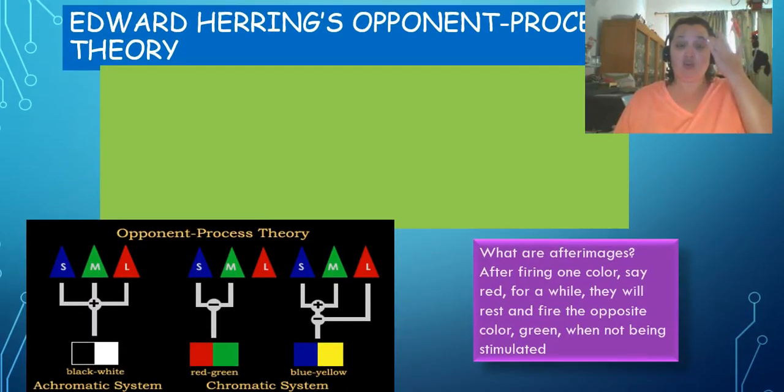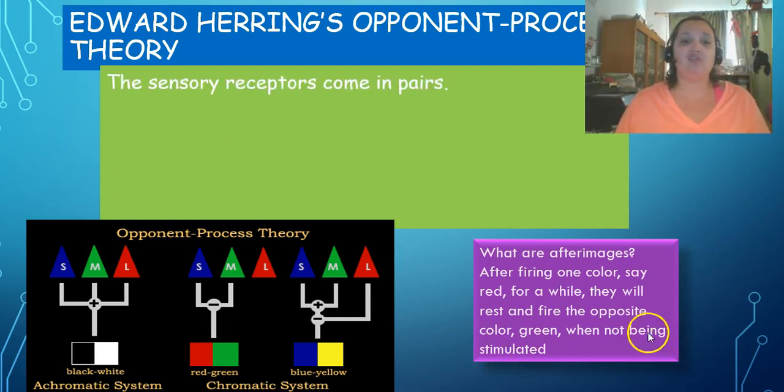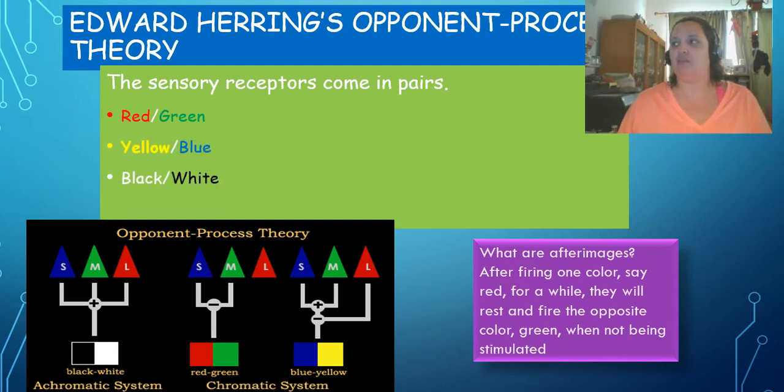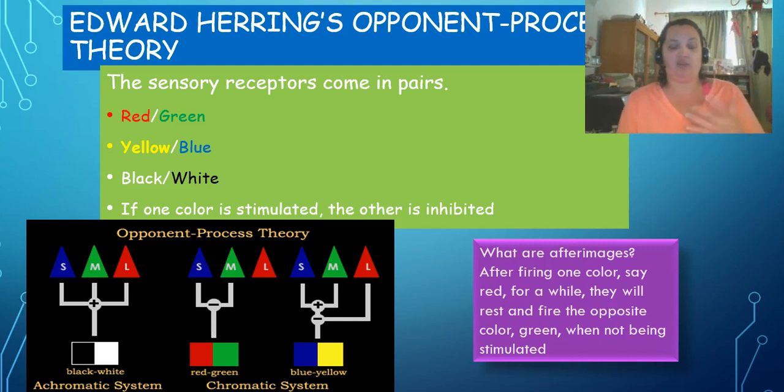So we go to Edward Hering's opponent process theory, and this gets a little more complicated here. His idea is that our sensory receptors come in pairs. So we may have blue and green, or we may have red and yellow. So we have this chromatic system, and of course our rods are black and white. And so the idea is that when one color is stimulated, like if we see red, the other color is inhibited, like green.